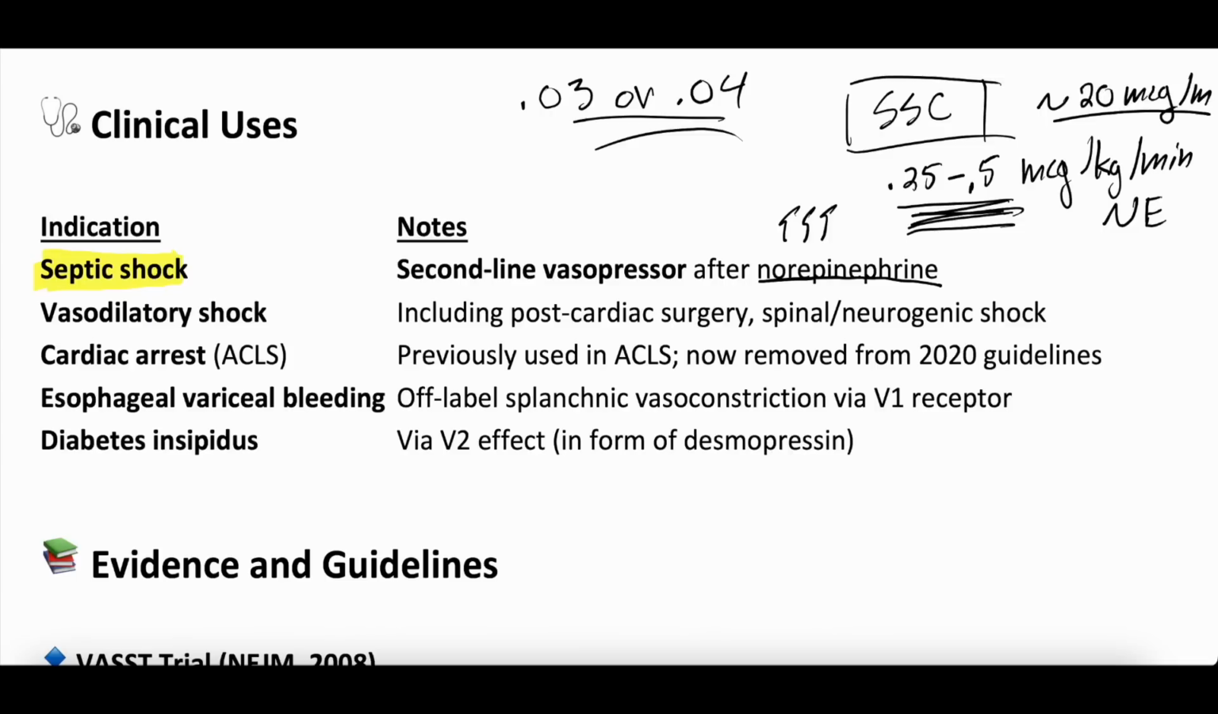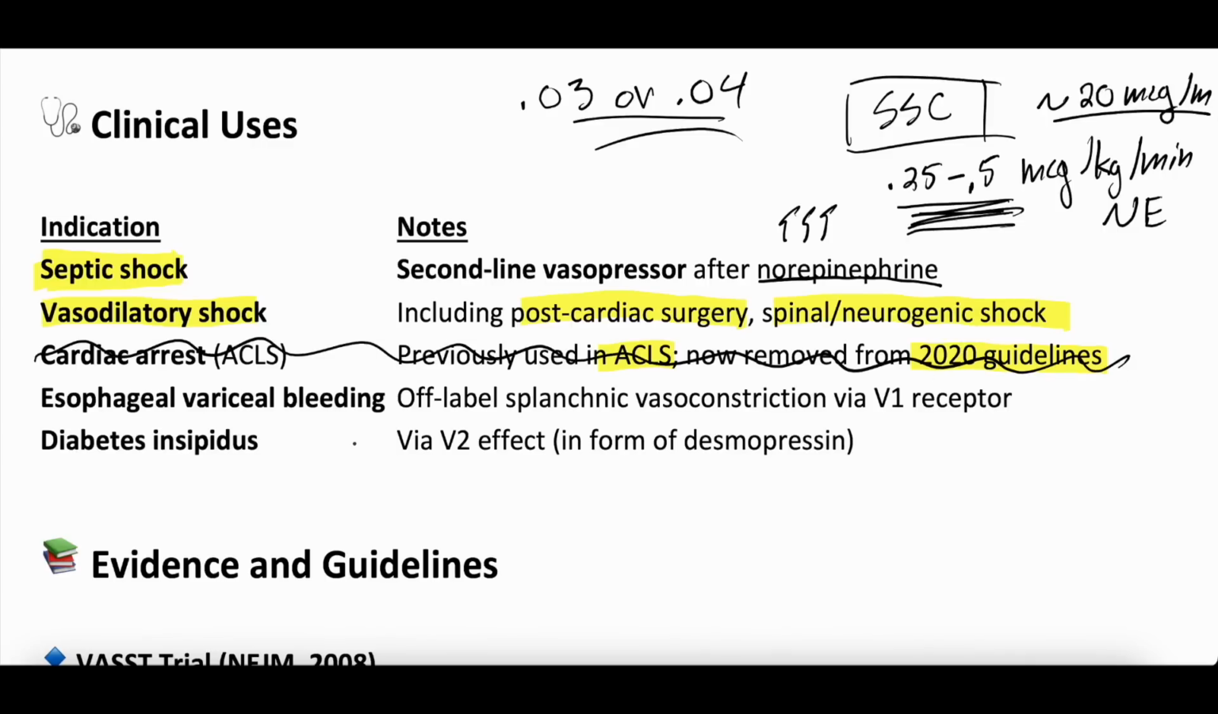You can also use it in vasodilatory shock, all right, that post-cardiac surgery patient, the spinal or neurogenic shock patient. Cardiac arrest, it was previously actually in ACLS, advanced cardiac life support. This is a big algorithm commonly used to treat patients with cardiac arrest, but it was removed in the 2020 guidelines, so it's no longer recommended in cardiac arrest.